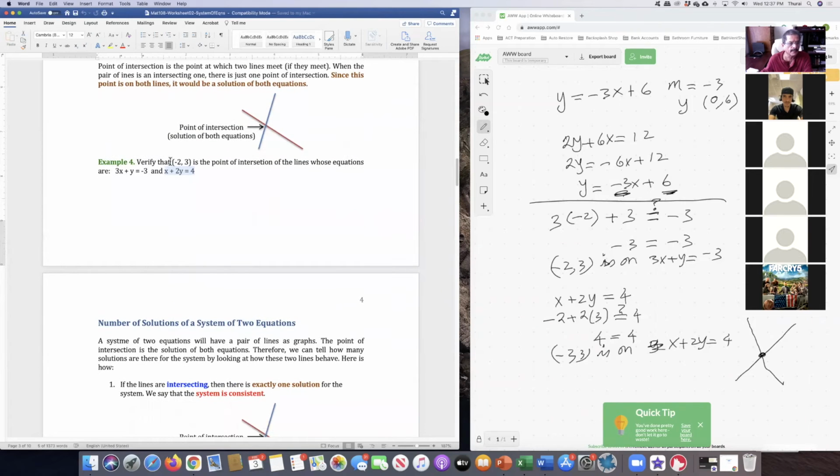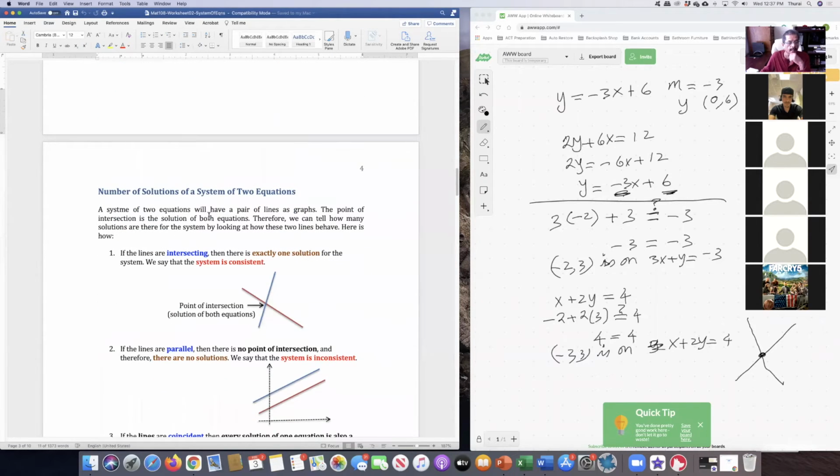Here in this problem, the point of intersection was given, and then you are asked to verify that it is the point of intersection. Our goal next is to find the point of intersection. So before learning the technique of finding the point of intersection, let's think about the number of such points.